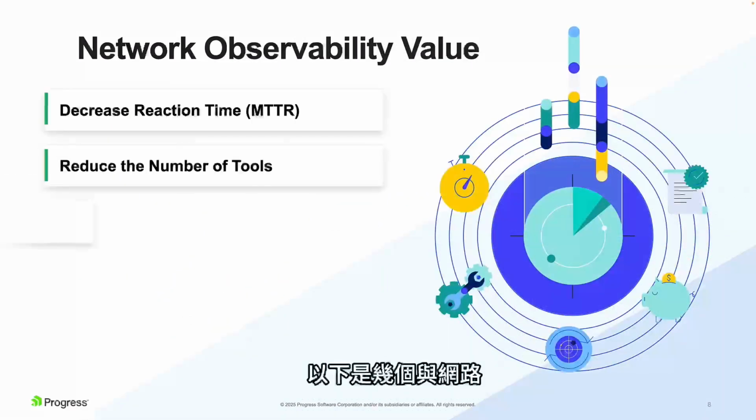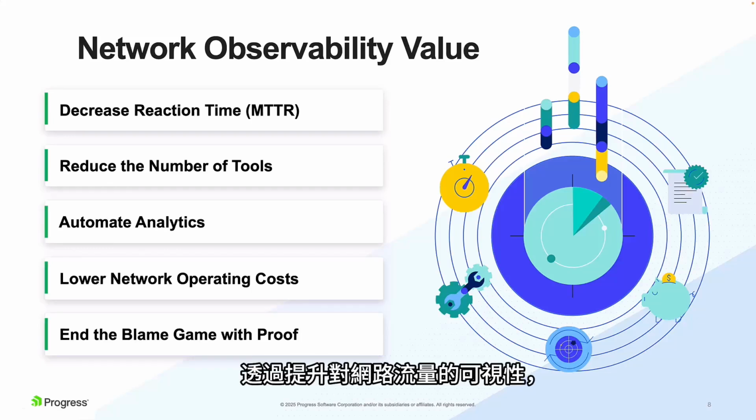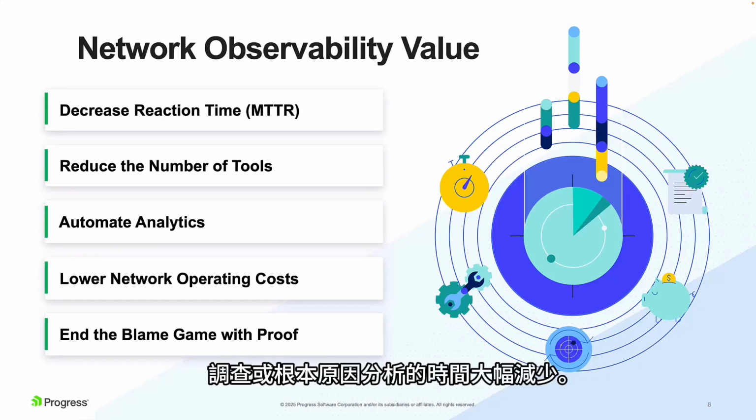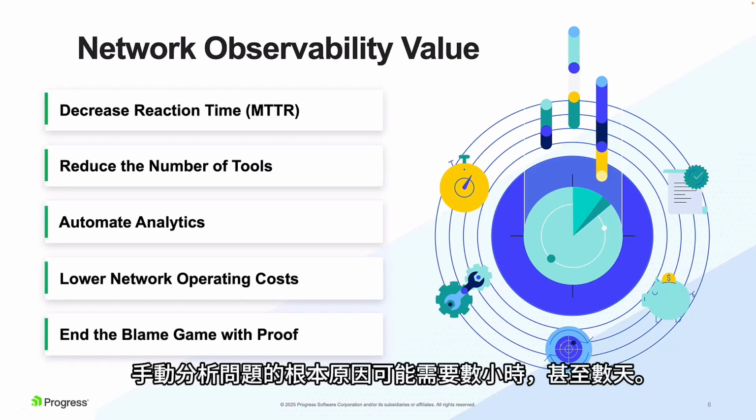Here are some common value props associated with network observability. First up, we have decreased reaction time. Investigations or root cause analysis times are cut thanks to the extended visibility into network traffic. If you imagine you encounter an issue, but the IT infrastructure monitoring solution you're using doesn't provide you with enough depth. Meanwhile, management are on your case and they want answers right now and you're under a lot of pressure. The question is, where do you even start? Is it network? Is it server? Manual root cause analysis can take hours or even days.